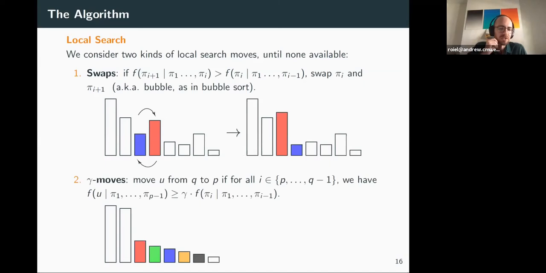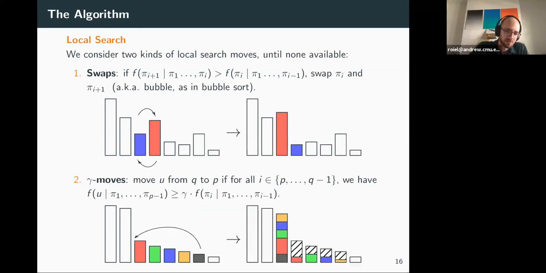But we'll need one more kind of local move, and this is called a gamma move. And this is kind of the most interesting part of this algorithm. A gamma move is the following. We move an element u from position q to p if for any index i in between p and q, we have that the marginal value of u given the prefix up to p minus 1 is bigger than gamma times the marginal value of i given the prefix up to i minus 1. So that's probably a lot to take in. The picture makes this clearest.